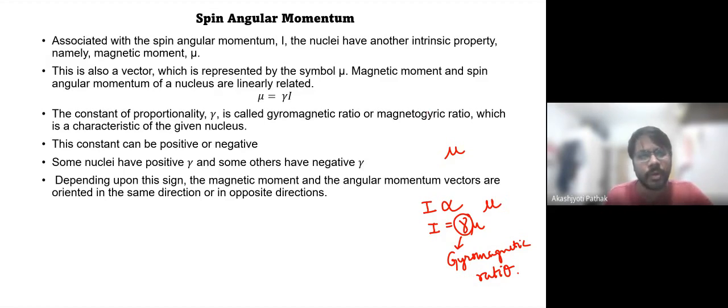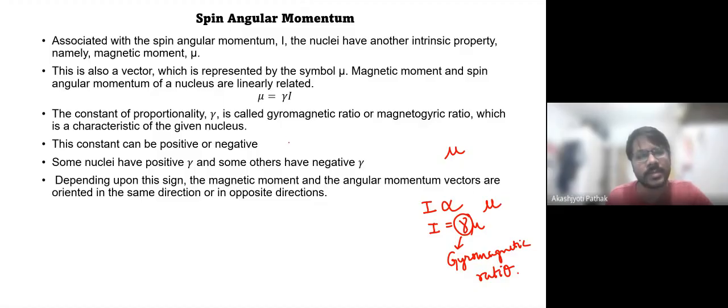So what have we discussed so far is that the nuclei has two intrinsic properties. One is the spin, and another is the magnetic moment. Spin is indicated by the letter I, and magnetic moment is denoted by the letter mu, and they are directly proportional to each other. When you remove this proportionality, you get a constant which is denoted by the symbol gamma. Gamma is called the gyromagnetic ratio or the magnetogyric ratio, which is a characteristic of the given nucleus. So every nucleus has a characteristic gyromagnetic ratio value.